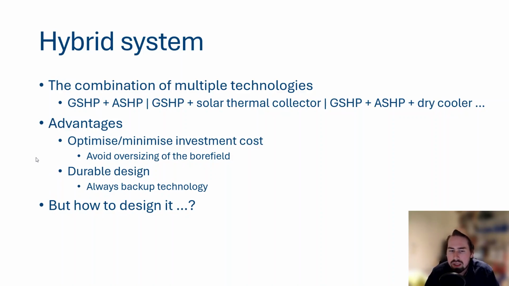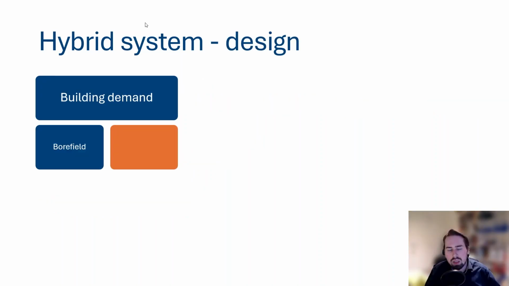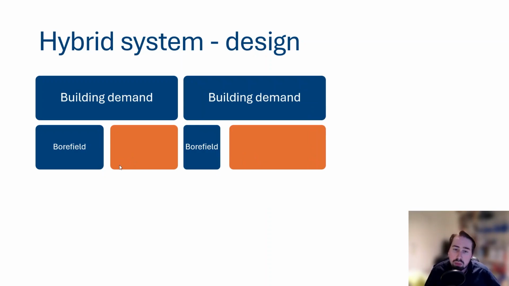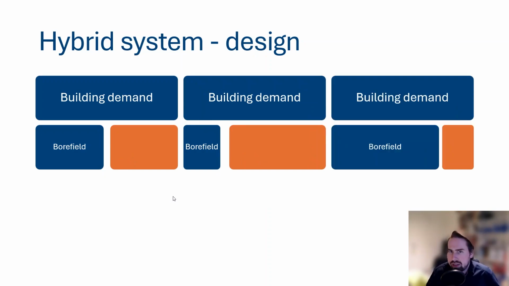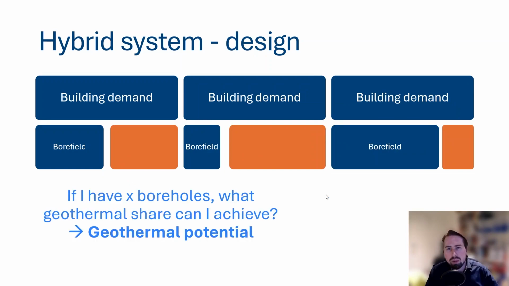So the question that remains is how you design such a hybrid geothermal system. Well, you can say, we have a building demand, and part of it we can meet with our geothermal system, and we have a certain combination of technologies for the hybrid part, but you can always have a smaller share of the bore field or even a bigger share. So the question is, if we have X boreholes, what geothermal share can I achieve with that system? And that's related to the topic of geothermal potential.